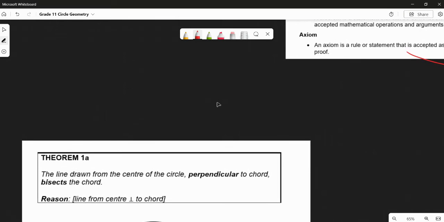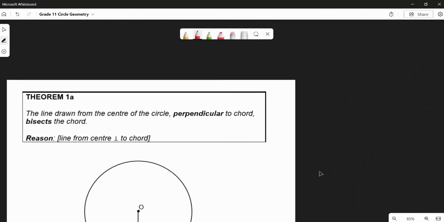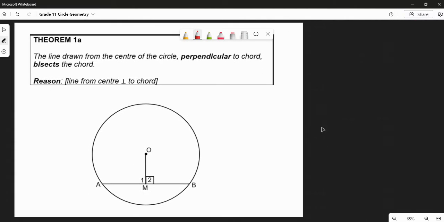The first theorem says that a line drawn from the center of the circle perpendicular to the chord bisects the chord. So there must be a line from the center of the circle, and that line at the point of contact must form a 90-degree angle with the chord. As that happens, that line must then divide the chord into two equal halves. Cool, all right, so we're looking at that.